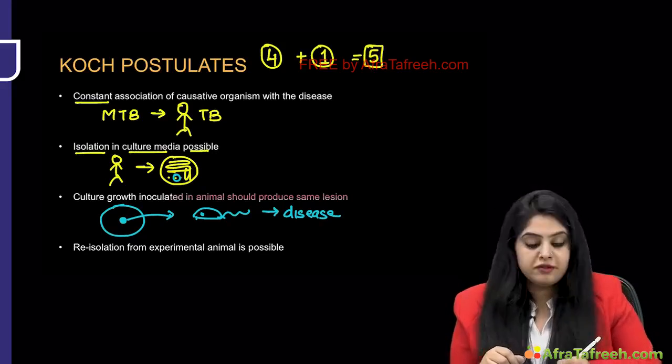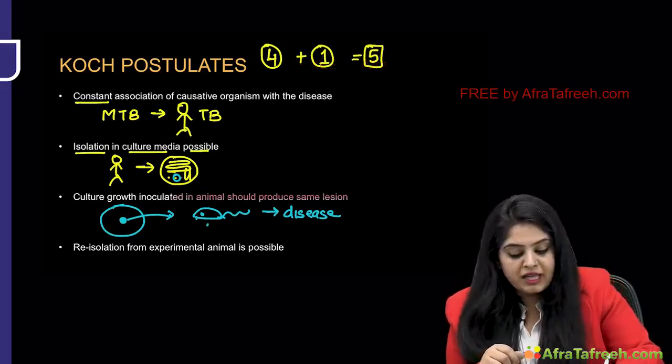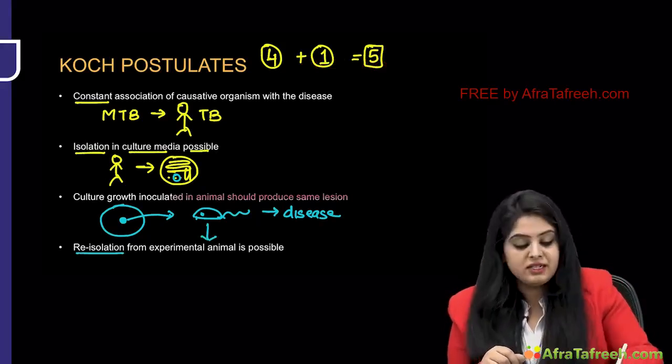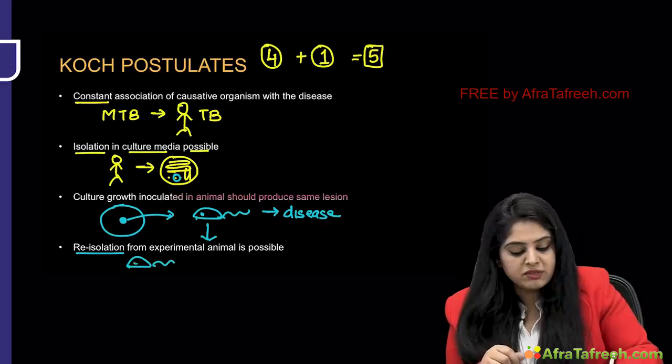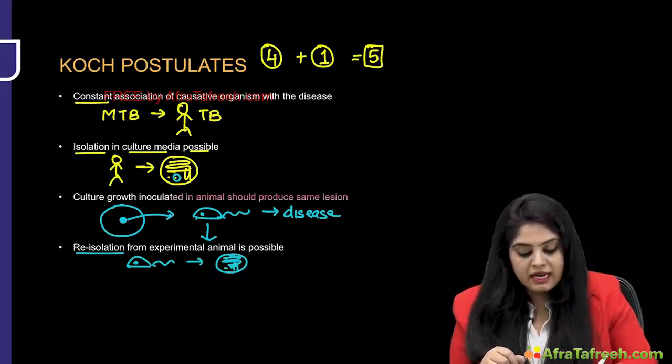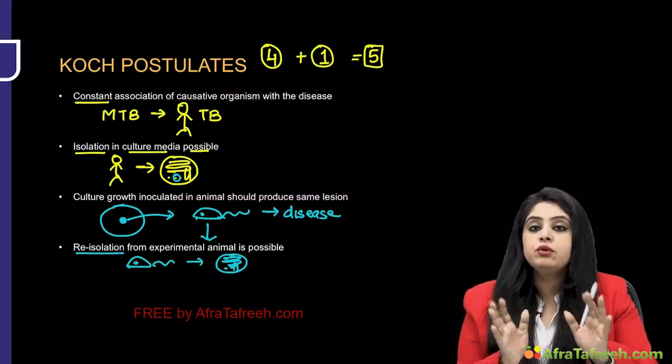Now what do you do? From this animal, if I try to re-isolate, again grow it on a culture plate. So now from this rat or from this animal, if I try to grow it on a culture plate, I should be able to grow it once again. That wraps up your 4 Koch postulates.